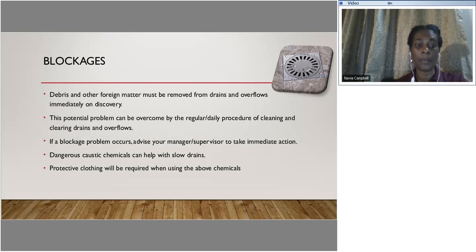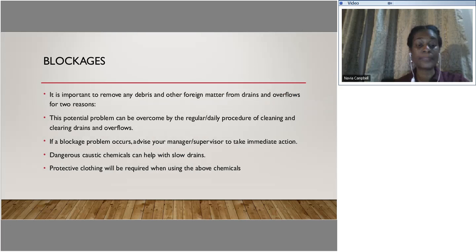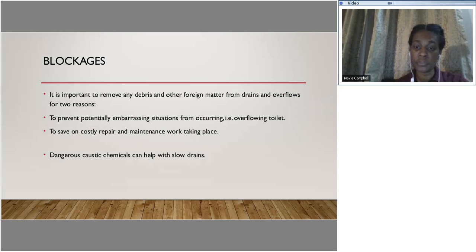Dealing with blockages. Debris and other foreign matter must be removed from drains and overflows immediately upon discovery. This potential problem can be overcome by a regular and daily procedure of cleaning and clearing drains and overflows. If a blockage problem occurs, advise your manager or supervisor to take immediate action. Dangerous caustic chemicals can help with a slow drain. However, personal protective clothing will be required when using the above chemicals.